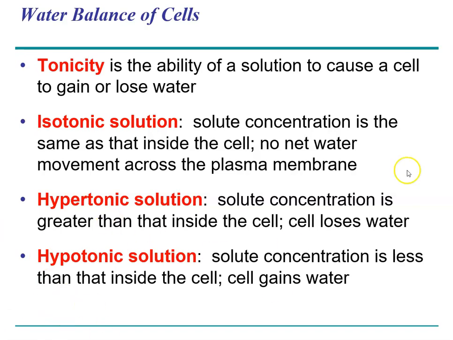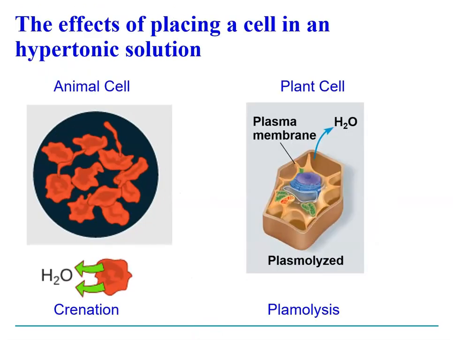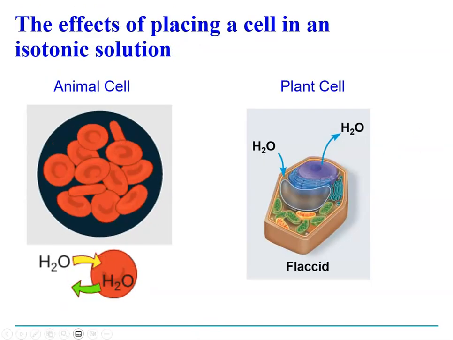Let's take a look at that and come back to this slide. I have some visuals coming up here. Oh, there it is. Okay, so the isotonic solution for an animal cell, like a red blood cell, would be slightly salty, like a 0.9% sodium chloride for human red blood cells to maintain their normal functionality. Their shape wouldn't be affected.